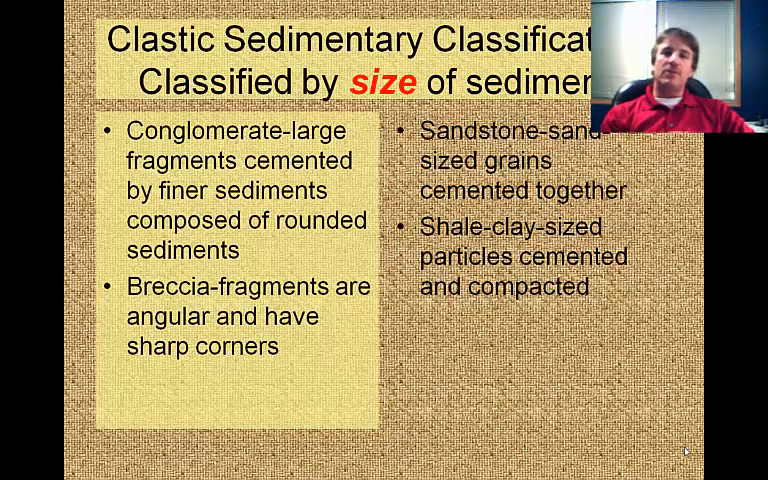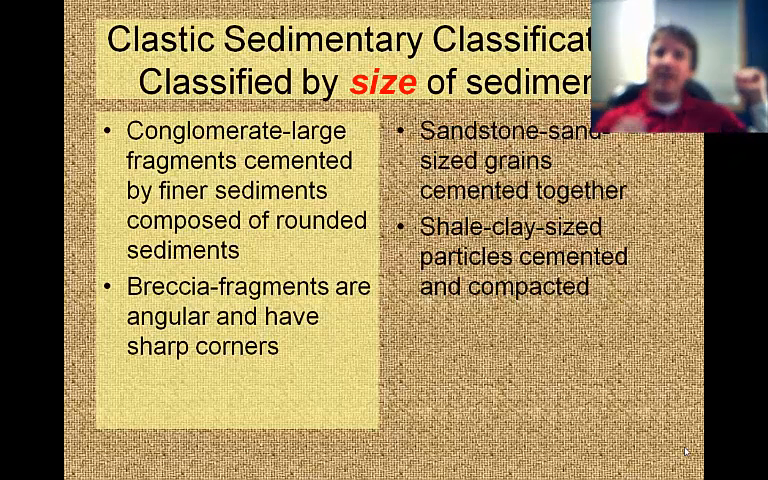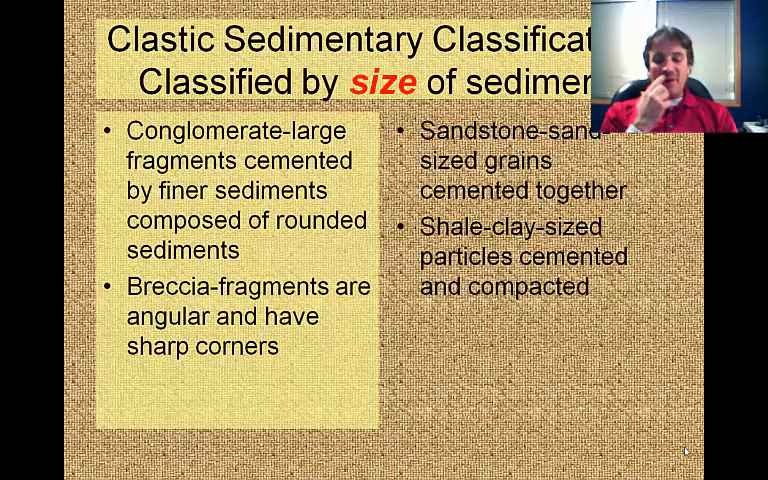Now, we talk about clastic sedimentary rock. They're classified by the size of the sediments. A conglomerate has very large fragments cemented together by finer, smaller pieces of sediment. If you have breccia, fragments are angular and have sharp corners. Sandstone is sand size. I should explain that when we talk about sand, clay, pebbles and boulders, they're all sizes of rock. If I say there's pebbles, they're actually the size of a pebble. In sandstone, there are sand-sized grains cemented together, and shale is clay-sized particles that were cemented together and compacted.